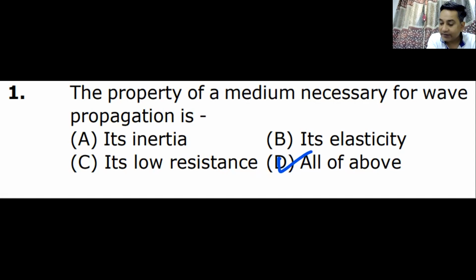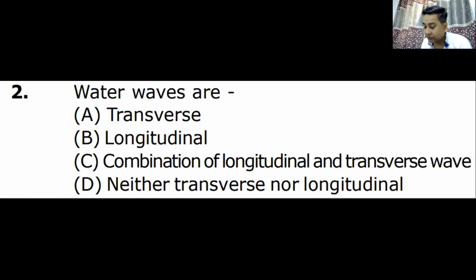Well done. That takes us to the second question, and we'll be dealing with them one by one. And this is the second one coming on your screen right now, and I'm waiting for your answer. Water waves are A, B, C, D. Waves that are produced on water are what?